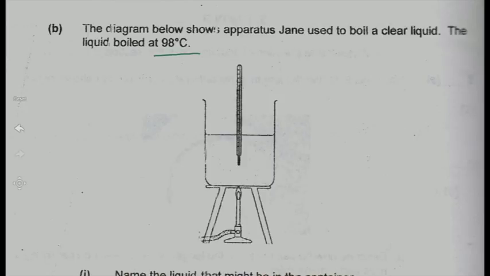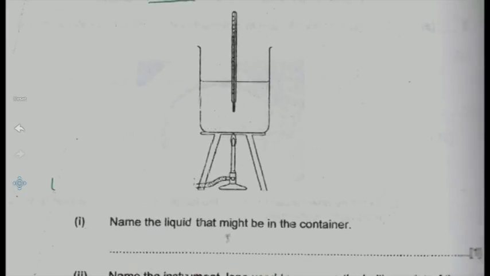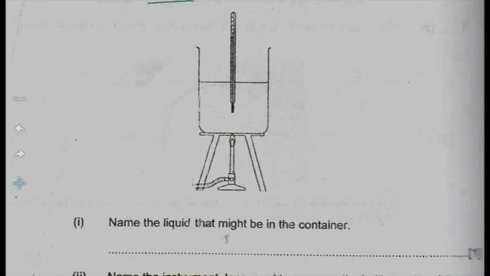So here is Jane's apparatus. She had a beaker here, a thermometer here, a liquid here, and a Bunsen burner with flame. It means that Jane is heating the what? The water. Okay. Now, let us read the questions.